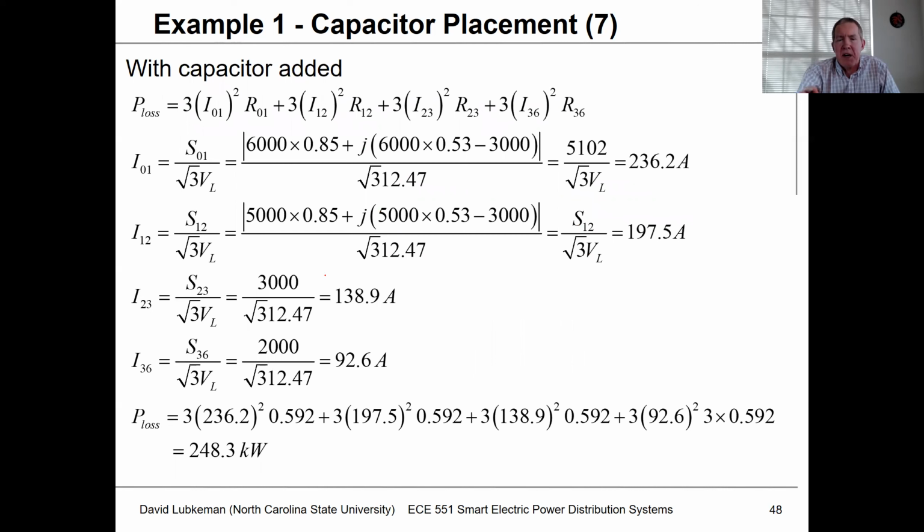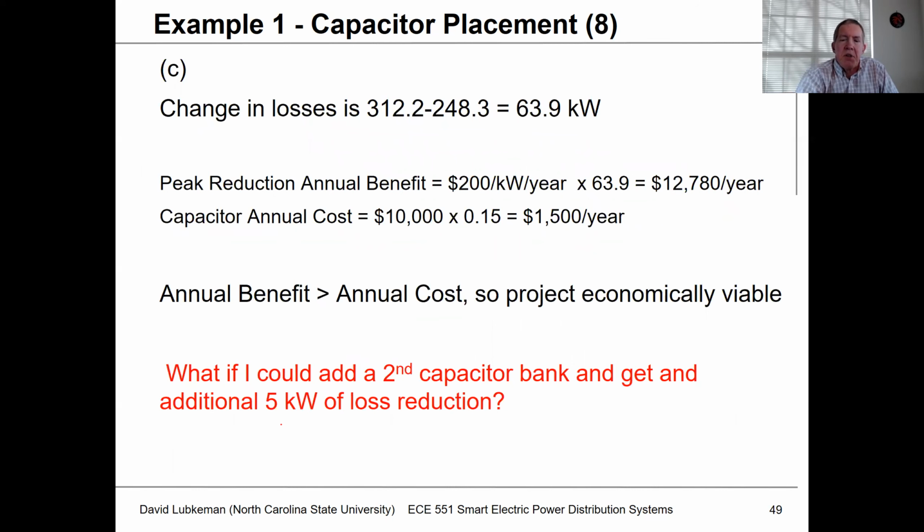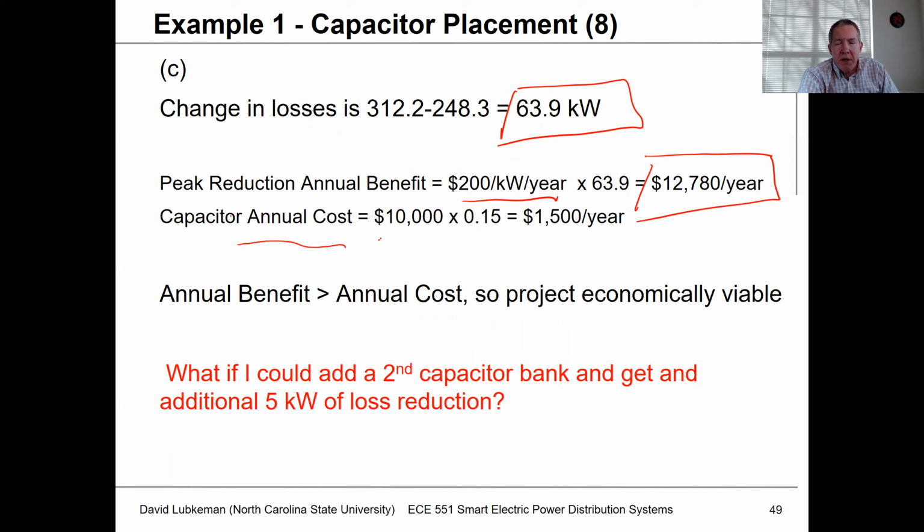And then if I look at the impact on the line losses, I have to look at the 2 line segments that are impacted by that change in capacitance. That's going to modify the line currents on sections 0, 1, and 1, 2. And when I calculate the new losses, this drops down to 248.3. So the net reduction in kW is pretty large in this case, 63.9 kW. And so if the value of this is 200 dollars per kW per year, this actually has a pretty substantial benefit, where the annual cost is this total project cost times 15%, or 1,500.